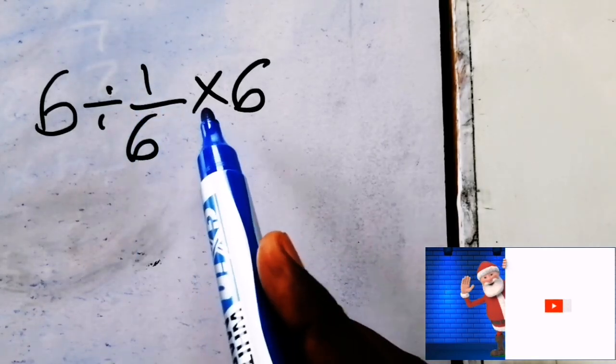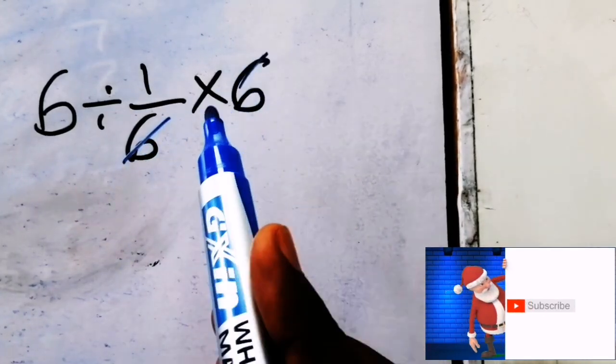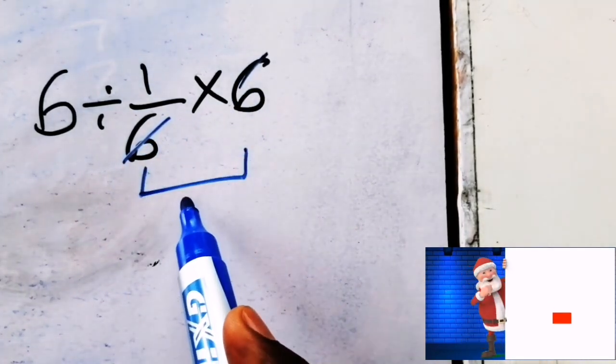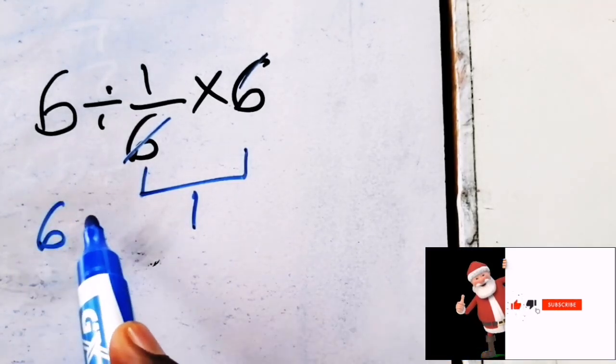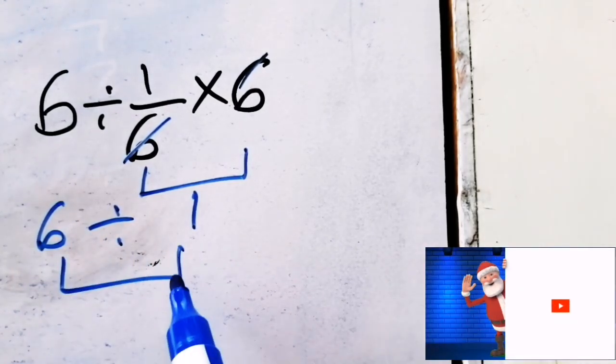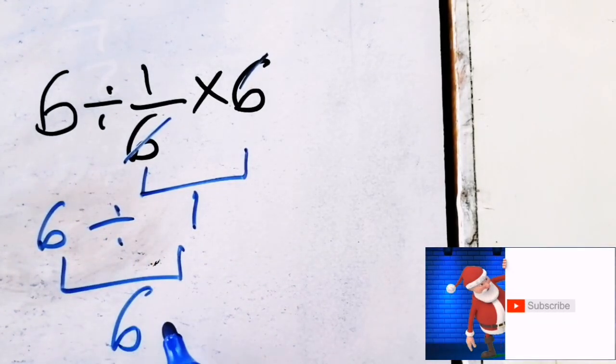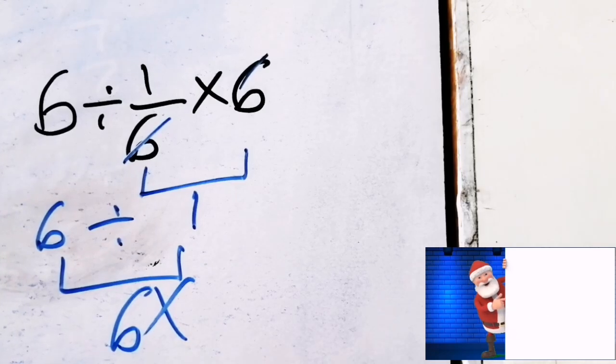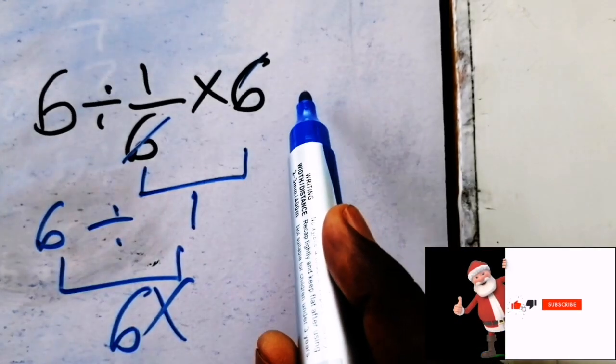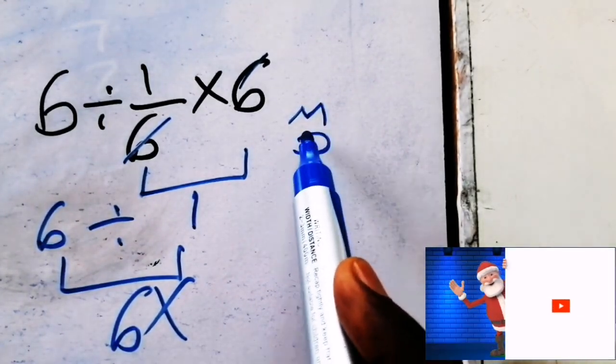1 over 6 times 6, okay, 6 by 6 is 1, therefore 1 over 6 times 6 is just 1. So 6 divided by 1, which equals 6. But this answer is not correct, because according to the order of operations, multiplication and division have equal priority.